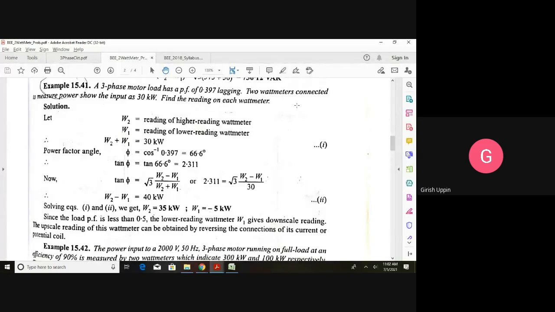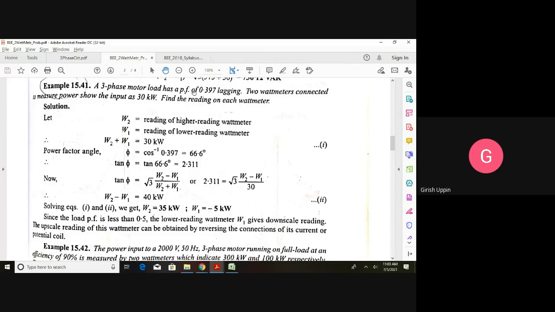Now, what we have to find is the reading on each wattmeter, which means W1 I have to find, W2 I have to find. I have two unknowns, so if I get two equations, then I can solve the two unknowns. And what has been given? The cos phi has been given, and the total input is 30 kilowatt. Total three-phase input means what? That is nothing but W2 plus W1, right? W2 plus W1 is equal to 30 kilowatt or 30,000 watt.